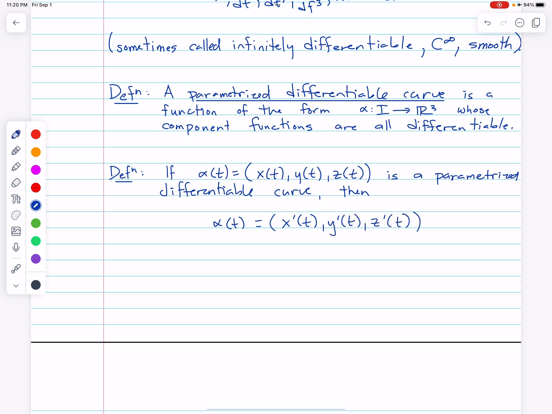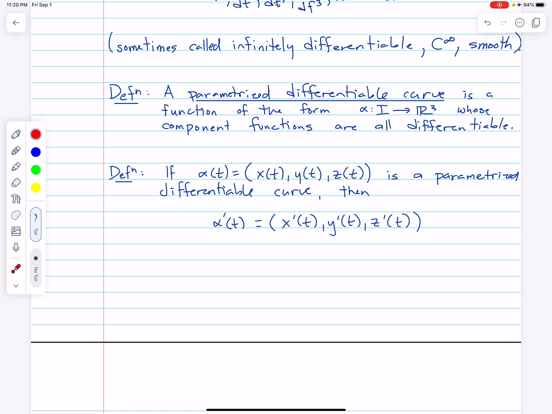Okay, we can take the derivative of all of them, and we're going to call the function that you get when you take the derivative of all of these things alpha prime. Now, of course, we can take the derivative at any point that we want on the interval I. And so that means that, at different points on the interval, we're going to get different derivatives. But what you get will always be a three-dimensional vector. It'll always be a point in R3.